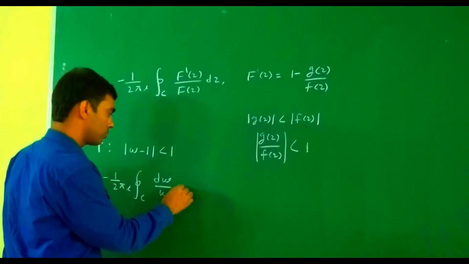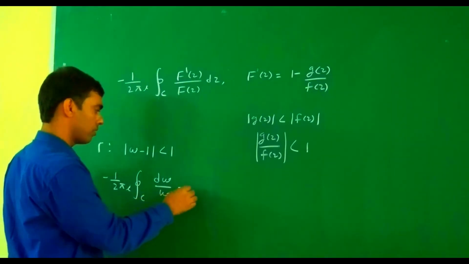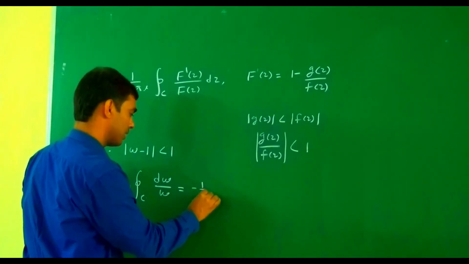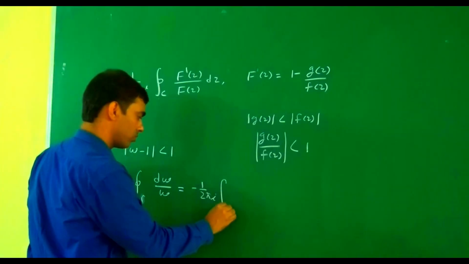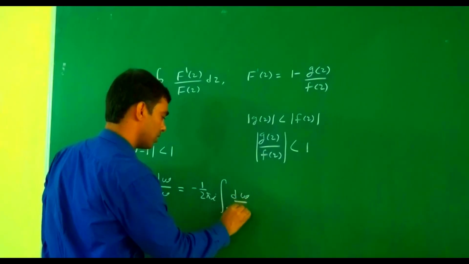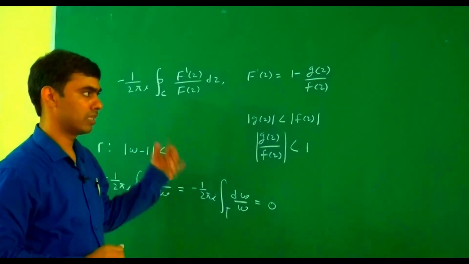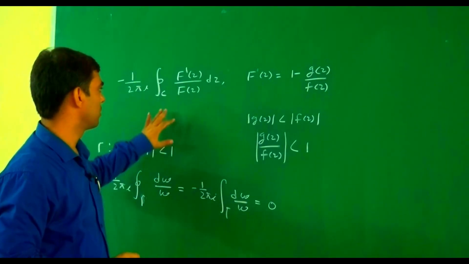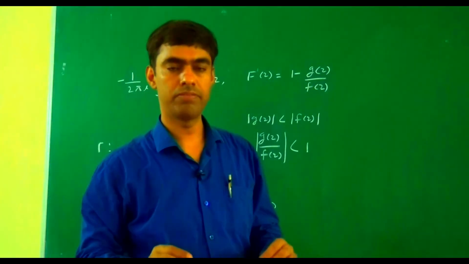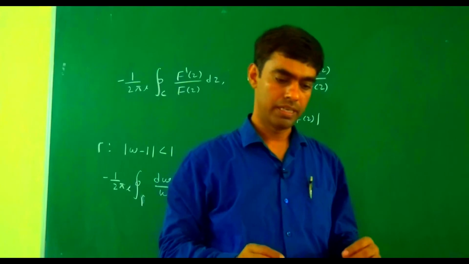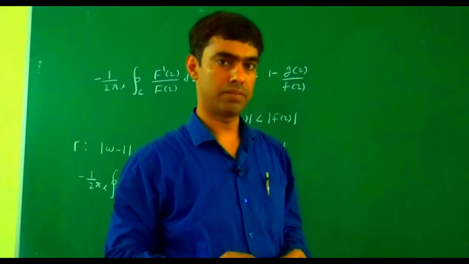What is the value for this one? By the Cauchy theorem, the value becomes minus 1 upon 2 pi i integrate over tau of dw upon w, which becomes 0. If this becomes 0, then in Rouche's theorem, delta C argument of f(z) equals delta C argument of f(z) plus g(z).